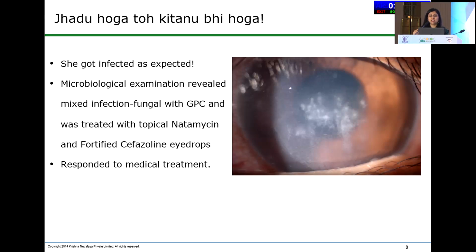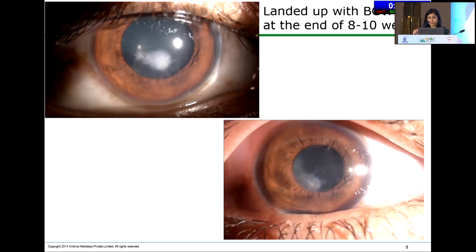Microbiological examination again this time revealed a fungus with GPC. She was treated with topical natamycin and fortified cefazolin, and responded very well to medical treatment. We were lucky once again. She landed up with reasonably good vision of around 6/9 with effort.